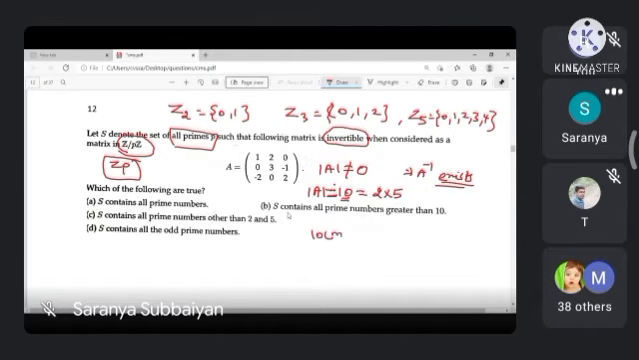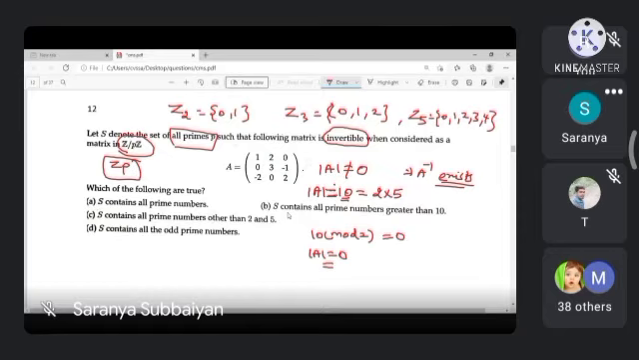So 10 mod 2, what is the remainder? 0. So what will happen here? The determinant of A will become 0. Yes or no? Yes, ma'am.